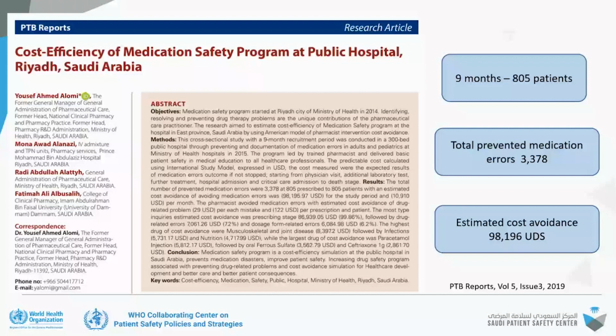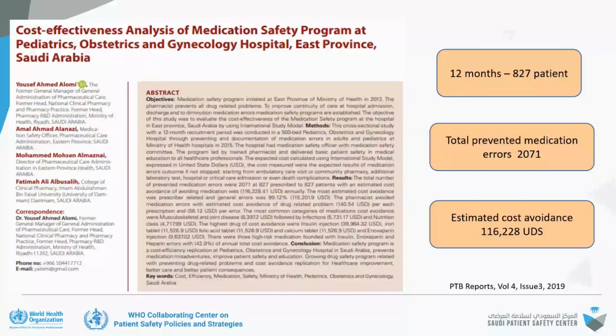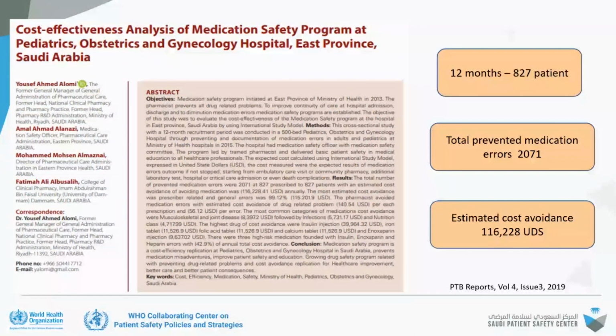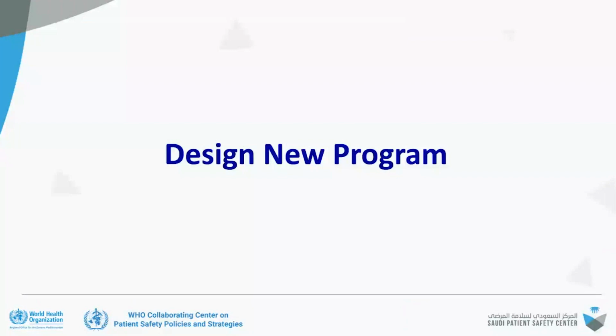Another study was for a pediatric hospital in Obigani, over 1 year with 800 patients and more than 2,000 prevented medication errors. We estimated the cost avoidance at almost 116,000 US dollars annually. This is the medication error data that can give you some information about the economic burden. If there is no prevention of medication errors, these economic burden consequences may occur to your patient and to your system. Also, with the learning system of medication errors, you can design new programs.